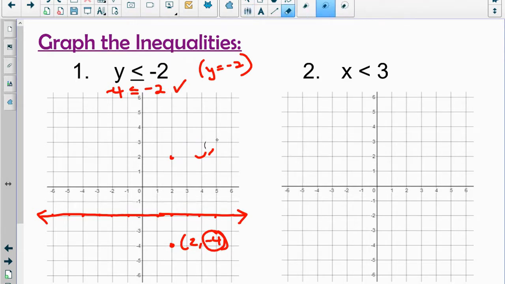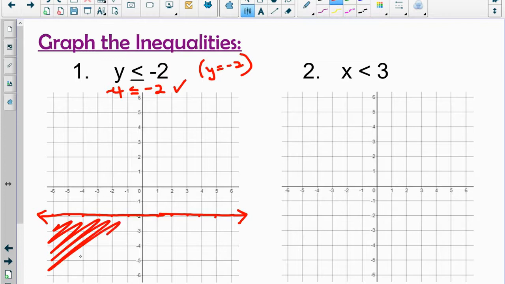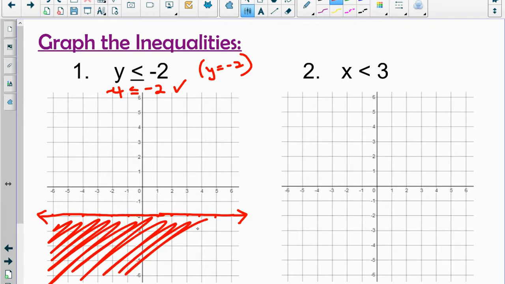So all of the solutions are going to be on the half plane below the line, because that's where all of the y values will be less than -2. On the boundary line is where all the y values will equal -2. That's why we drew a solid line.